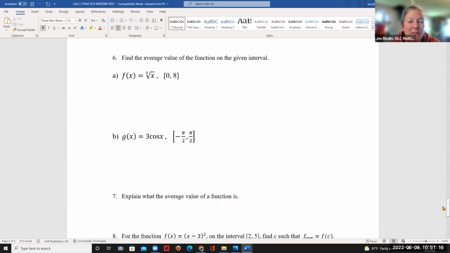And then here's the average value. We did that with section 5.5. And so that was the formula: 1 over b minus a times the integral of the function. So those are just calculating more integrals, honestly. And again, we can do a couple of those today too.